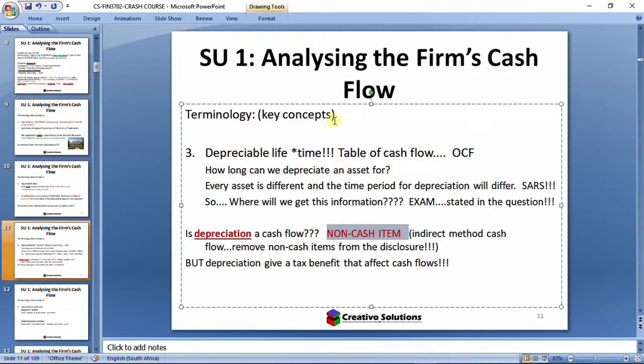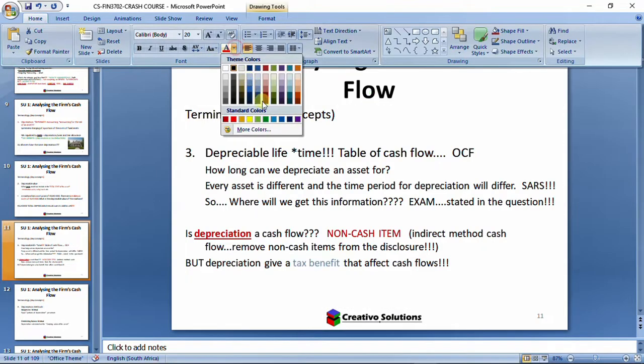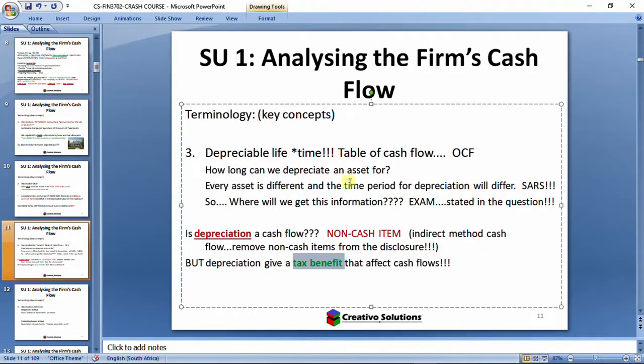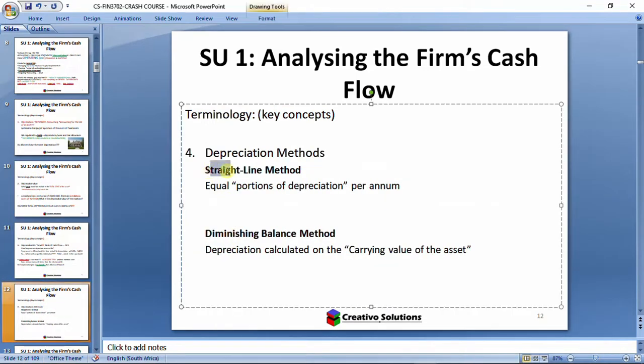When we're looking at the firm's cash flow, we just need to note that there is a tax benefit when looking at depreciation because of that wear and tear allowance that SARS is going to give us, because I've got an asset that can be depreciated over a certain amount of time. So that's quite a bit of theory in terms of terminology. You've just got a note here regarding the two different methods. Do you still remember how to calculate depreciation using straight line? Yes, I remember the straight line method.